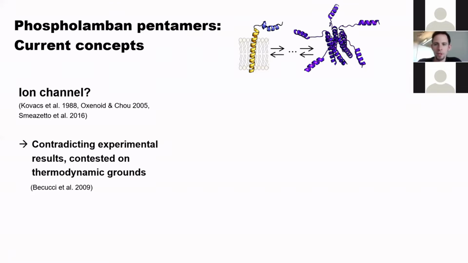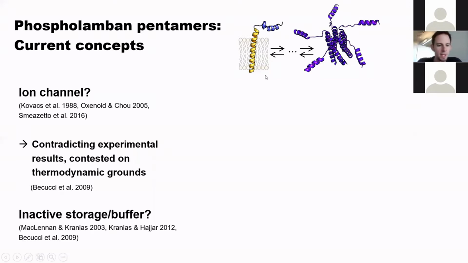And because it has also been demonstrated that the monomers are in principle completely sufficient to bind and inhibit the SERCA pump, and that they can also be regulated by phosphorylation and dephosphorylation, it has been proposed that the most dominant paradigm in the literature at the moment is that these pentamers are just some inactive storage form or buffering form that somehow keeps the concentration of monomers in a physiological range, but that there's no active role for pentamers in heart function.